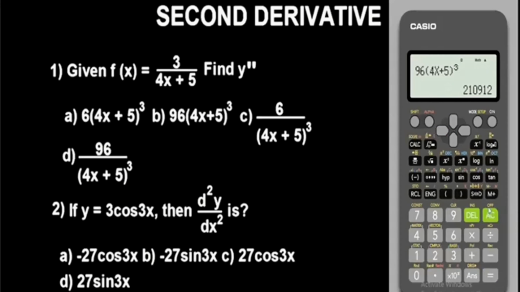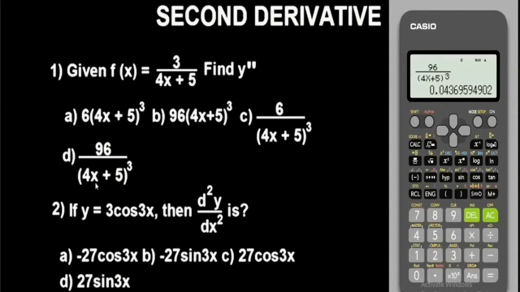So let's check option C. It is in fraction. So we have 6 over, in brackets, 4x plus 5, close the brackets, to the power 3. So that's it, guys. Press equal to. Put it in decimal. Press SD. No. So last, let's check option D. Let's adjust it here, guys. So the difference is you put 9 and put 9 to make it 96. Okay. Press equal to. Put it in decimal.